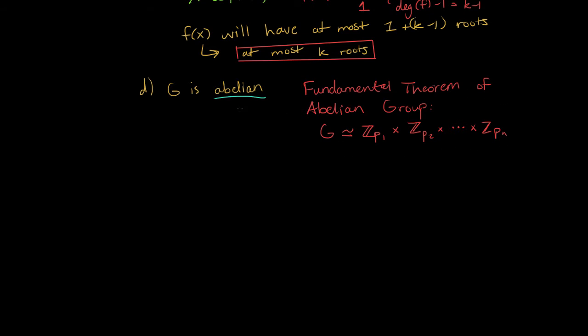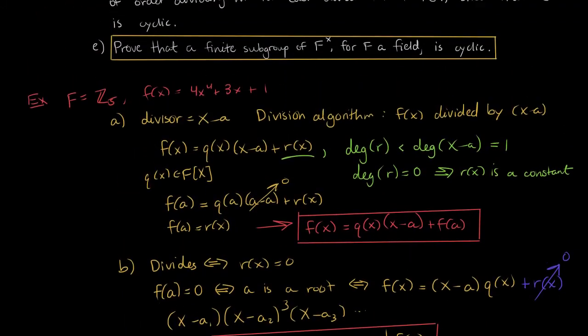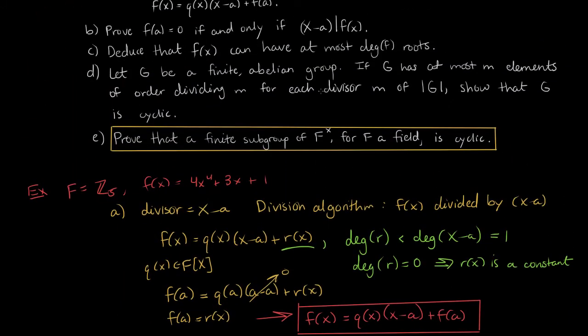So we know that G is abelian. And if we just remember here, every divisor m of the order of G has this property. So how are we going to prove this? Let's assume that we have some divisor m of the order of G, and we're going to try to show that there can be at most m elements of order dividing m. Okay, so how are we going to do this?